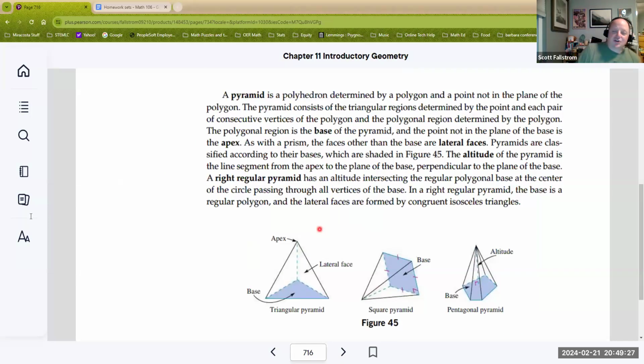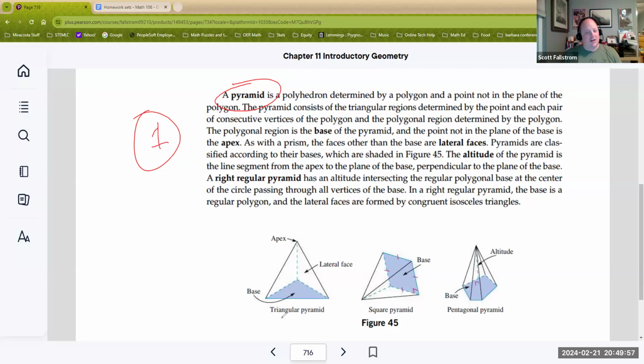Okay. So we had prism. Next up, new word, pyramid. What is a pyramid? A pyramid is a three-dimensional shape, but instead of having two bases, one on top of the other, you have one base and you connect all of the vertices up to a single point. And that single point has a fancy name. It is called the apex. Okay. So what is this? Pyramid. How many bases? One base.